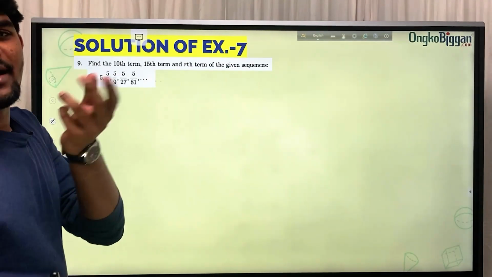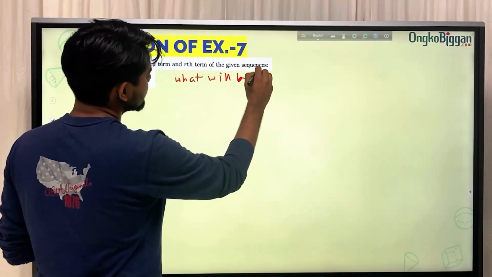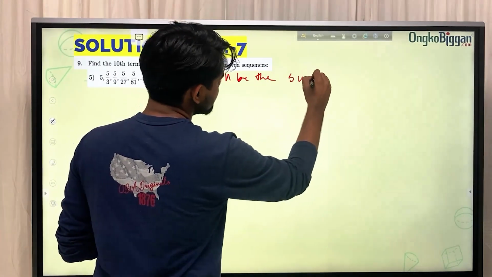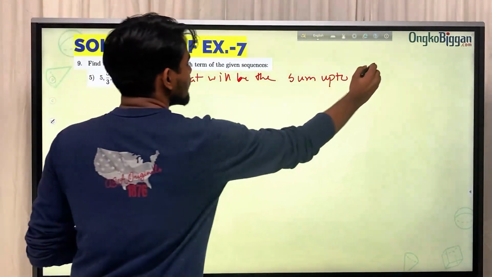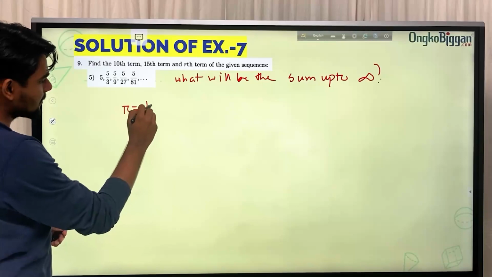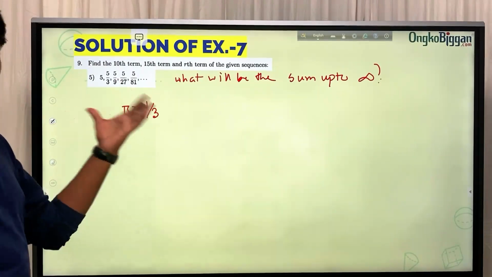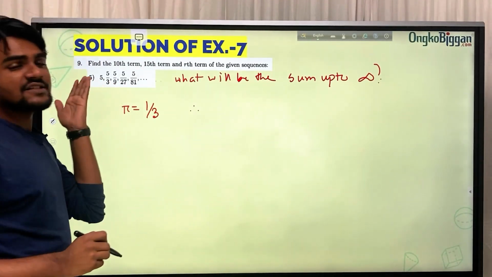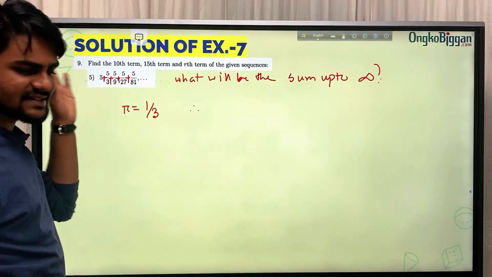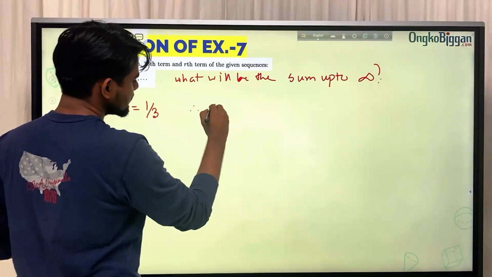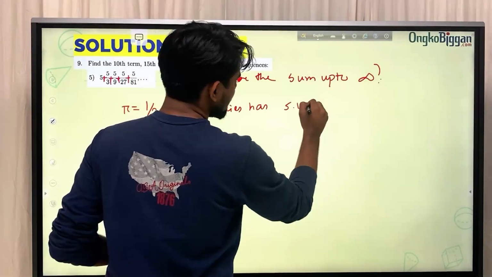So let me add another part. What will be the sum up to infinity? Here r was equal to 1 by 3. That means this value 1 by 3 is within the range of -1 and 1. So let us assume that this is a series, not a sequence. We can write the series has S up to infinity.